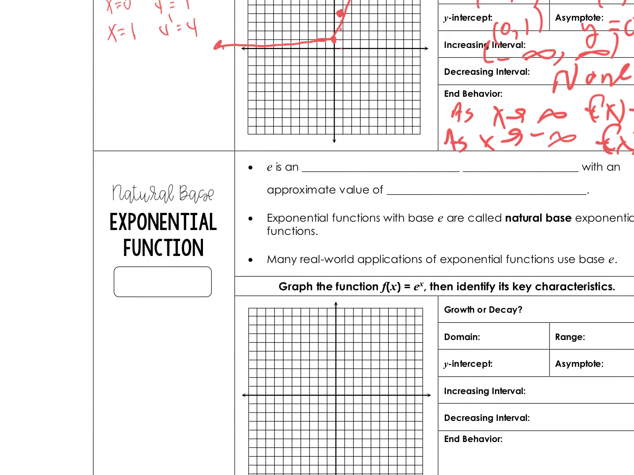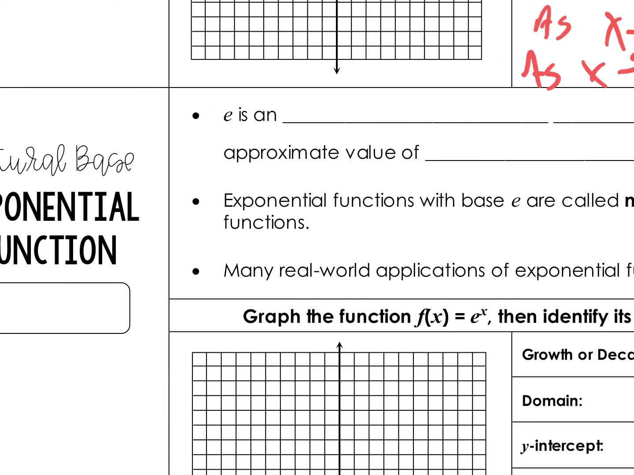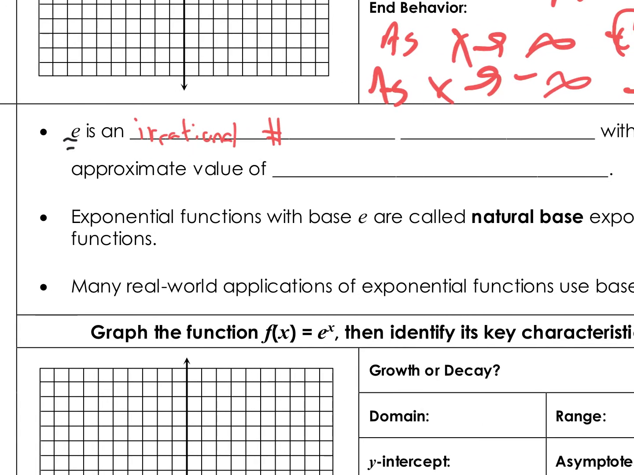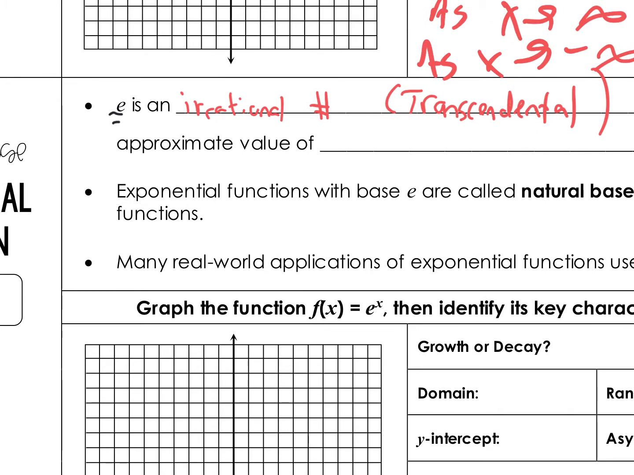All right, move on. E, you've seen the number e before. e is an irrational number. Also, if you want to get really fancy, it's transcendental. It's one of those weird numbers that we notate as an e. Its approximate value is 2.718, but it goes on forever. That's why it's irrational. It goes on and on.